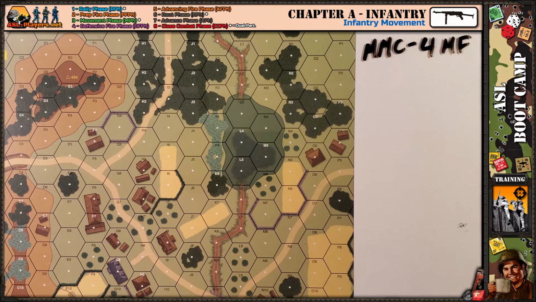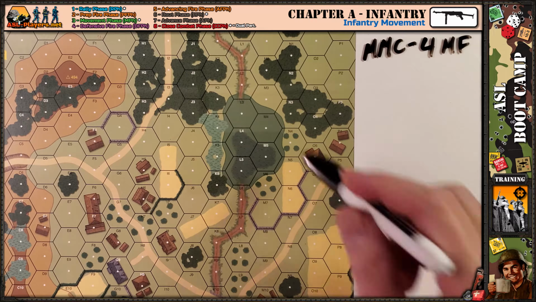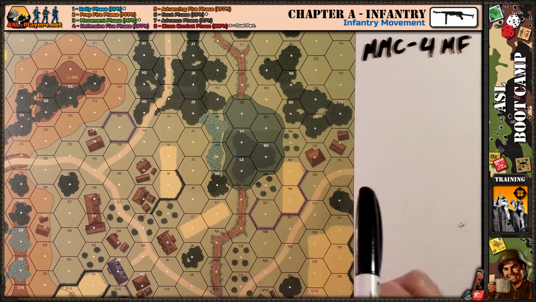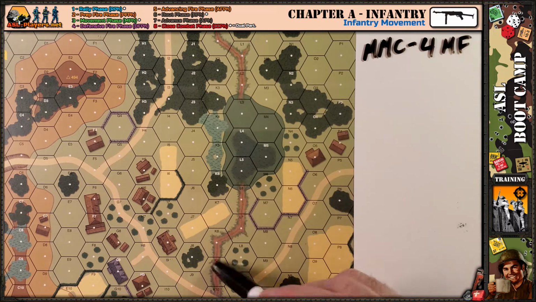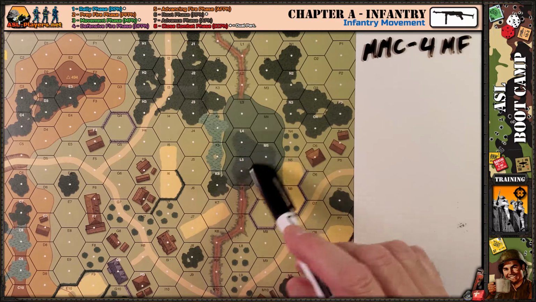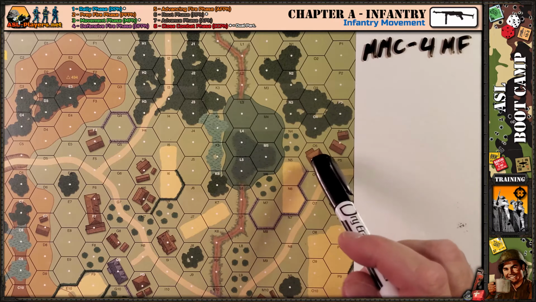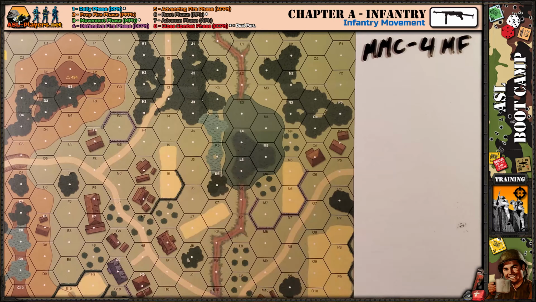Now I'm not going to get into too much detail on the terrain at this point. I tried to pick a board that had a variety of terrain, but nothing too complicated. I'm not going to get into the gully right now or the marsh, but it's got woods, grain, building, orchard, and a couple of two-level hills on it, and woods. I think I mentioned woods.